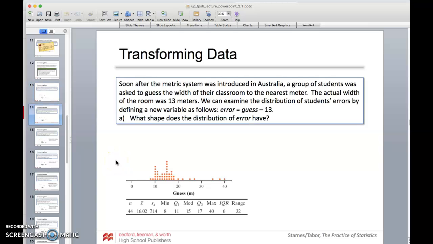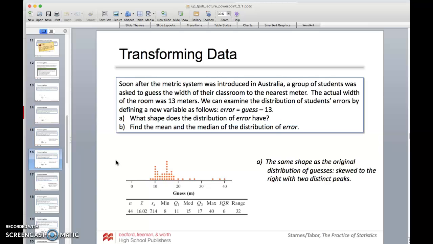The next question might be, what shape does the distribution of error have if we take each of those values and subtract 13? Well, we're just going to shift everything down 13. So it's still going to stay skewed to the right and have two distinct peaks. Then the next question might be, find the mean and median of the distribution. If the mean was 16.02, we just subtract 13 from that, and it's going to be 3.02. The median was 15, and it's now going to go down to 2.